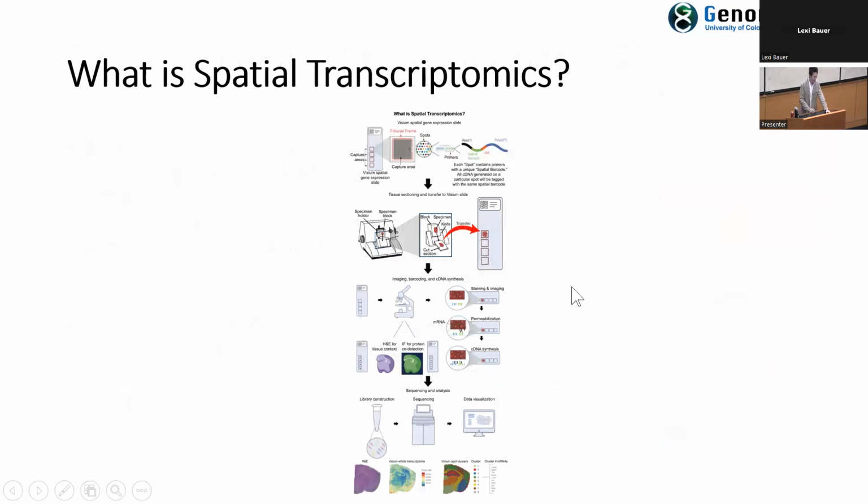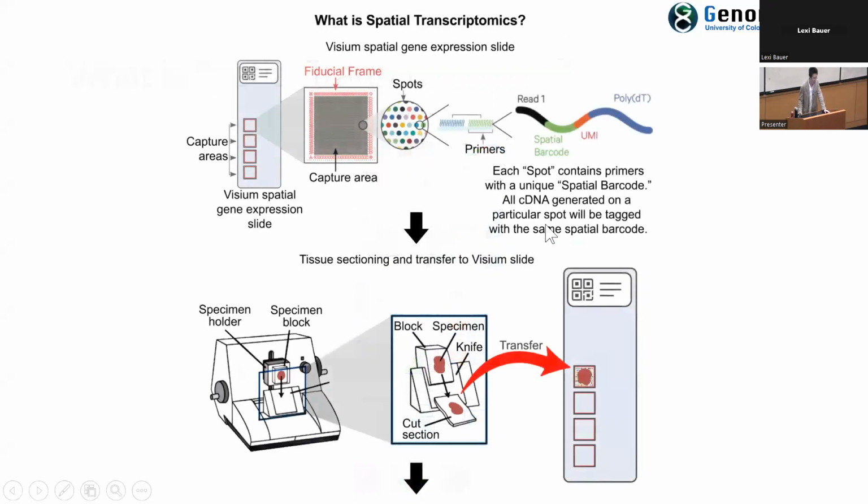The last technology and the last paper I'm going to talk about is spatial transcriptomics. Let's go over what exactly spatial transcriptomics is. There are many different kinds of spatial transcriptomics, but the one I'm going to specifically talk about is called Visium. With Visium, the magic formula here is these slides. This is a Visium slide, and on the Visium slide you have these squares, which are capture areas.